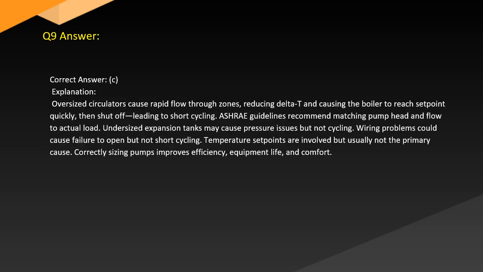Answer. Correct answer: C. Explanation. Oversized circulators cause rapid flow through zones, reducing delta T and causing the boiler to reach set point quickly then shut off, leading to short cycling. ASHRAE guidelines recommend matching pump head and flow to actual load. Undersized expansion tanks may cause pressure issues but not cycling. Wiring problems could cause failure to open but not short cycling. Temperature set points are involved but usually not the primary cause. Correctly sizing pumps improves efficiency, equipment life and comfort.